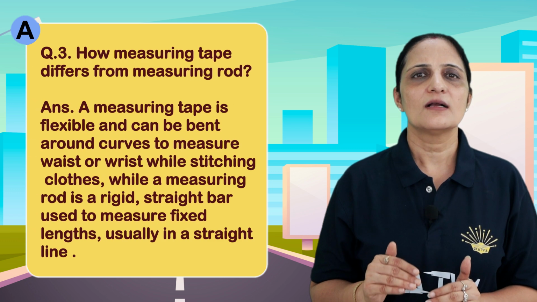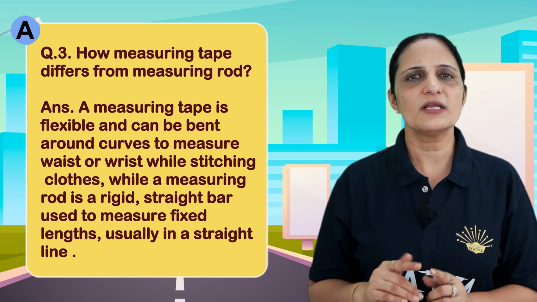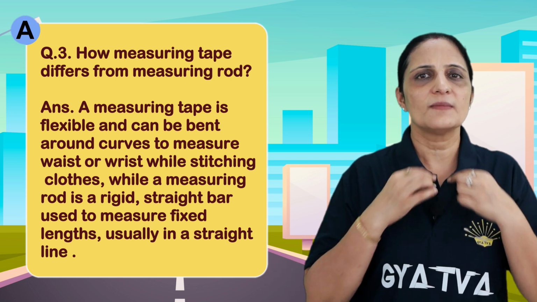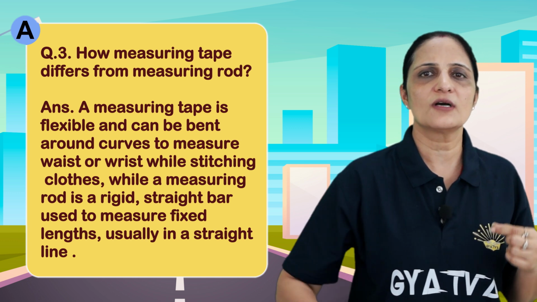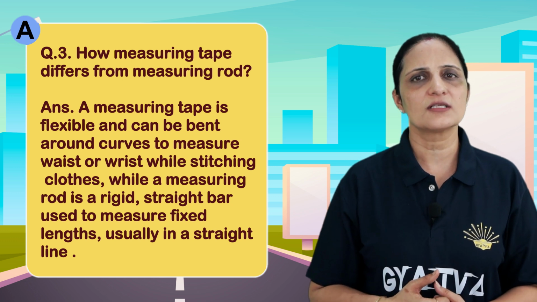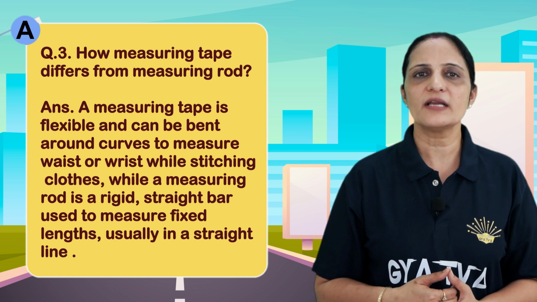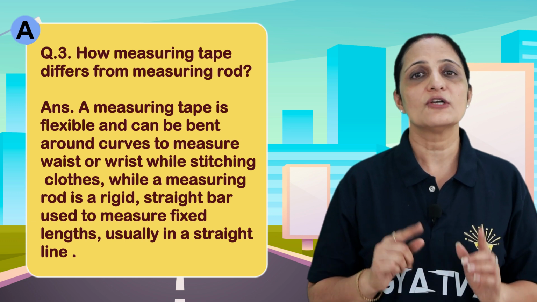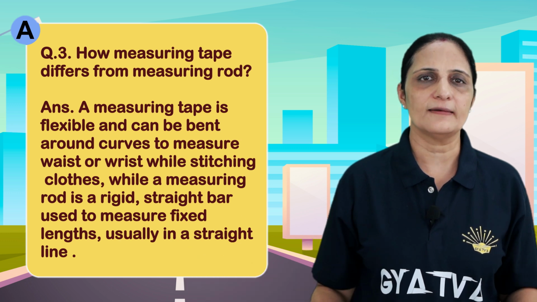Question number 3, how measuring tape differs from your measuring rod. A measuring tape is flexible, means you can increase its length. It can be bent around curves to measure your waist or wrist while stitching the cloths, while a measuring rod, it's a rigid straight bar used to measure fixed lengths, usually in a straight line.